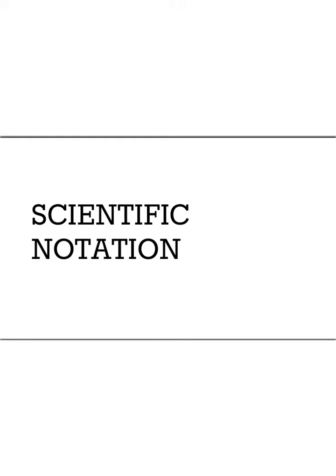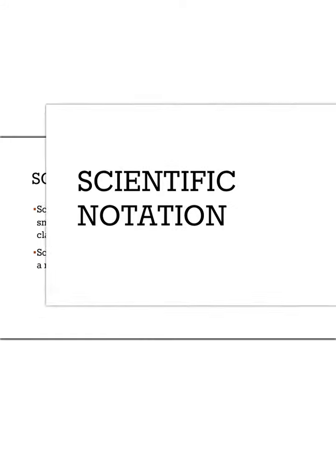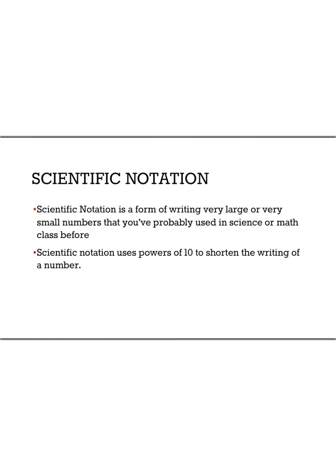Hi, today we're going to discuss scientific notation. Scientific notation is useful when we're discussing really small numbers, such as the size of atoms and molecules, or really large numbers, such as the amount of atoms and molecules.